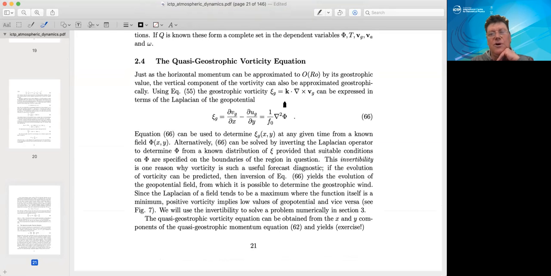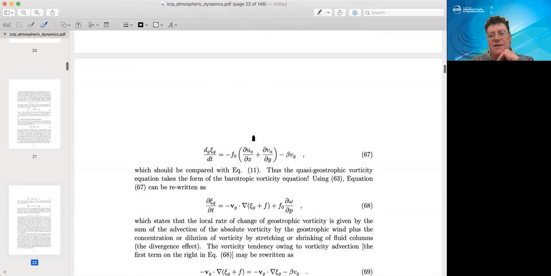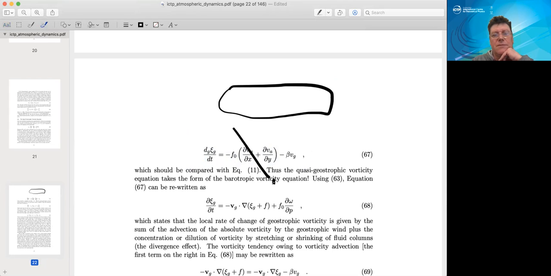noting equation 66, where the vorticity can be expressed again as a stream function, a Laplacian of the geopotential divided by f naught, and using this vorticity equation, we come to the same conclusion if we set this term to zero. If we cancel this divergence term, that term has to be zero for our Rossby wave consideration here. It's not entirely true, because we will come back to this term when we consider the forced type of Rossby waves, but for the free Rossby waves that we will first consider, this term is set to zero.